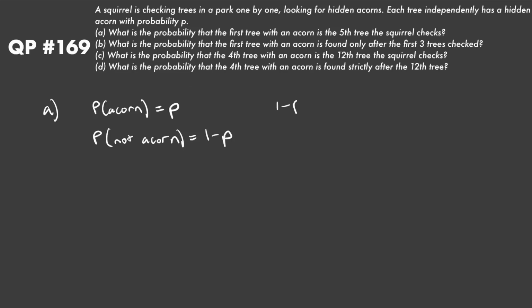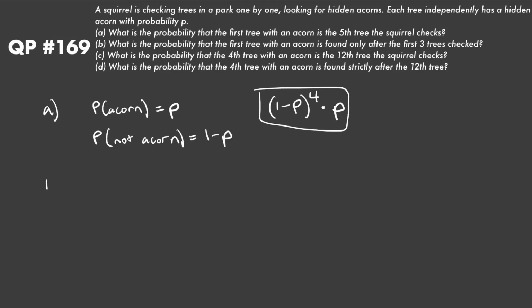Well, it's the probability that our first 4 trees do not get an acorn, with probability 1 minus P. So 1 minus P to the power of 4 because they're independent events. And then after the first 4 non-acorns, we want an acorn on the 5th tree. So we multiply this right here by P again because they're all independent. So that's the answer for part A.